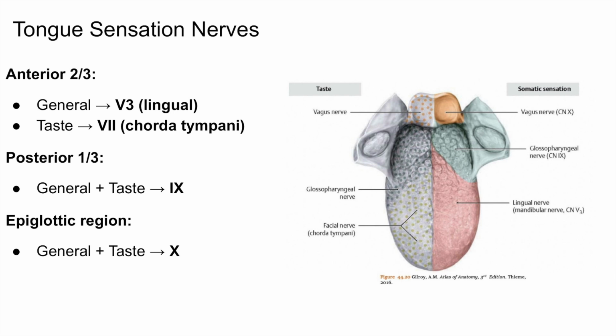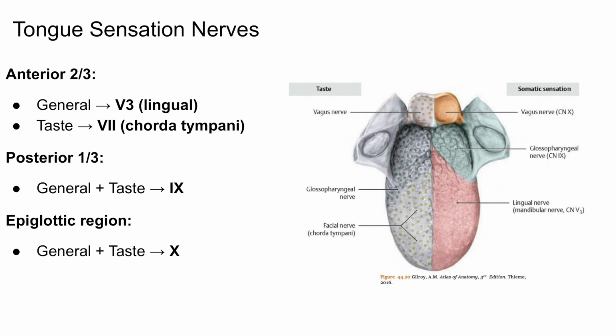So starting with the key idea, the tongue is split twice by location and function, so general versus taste. For the anterior 2/3, the functions are split between two nerves. General sensation, like touch, pain, temperature, is carried by V3 via the lingual nerve. That's trigeminal doing what trigeminal always does, which is somatic sensation. But taste from that region is not trigeminal. It's going to be cranial nerve 7 via the chorda tympani, which is going to be hitchhiking along the lingual nerve to get there. So one region, two nerves, two different modalities.